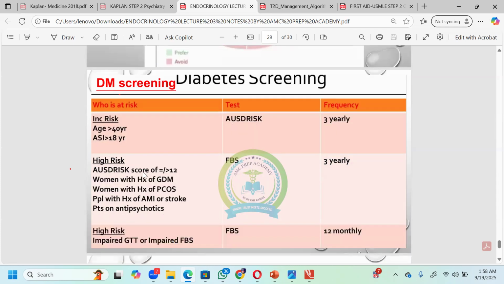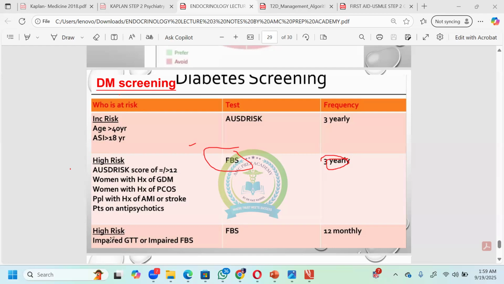Then high risk: AUSDRISK score greater than 12, women with history of gestational diabetes, women with history of polycystic ovarian syndrome, people with history of AMI or stroke. These are the high risk group. So we will go for fasting blood sugar every 3 years. Every 3 years we will go for fasting blood sugar.